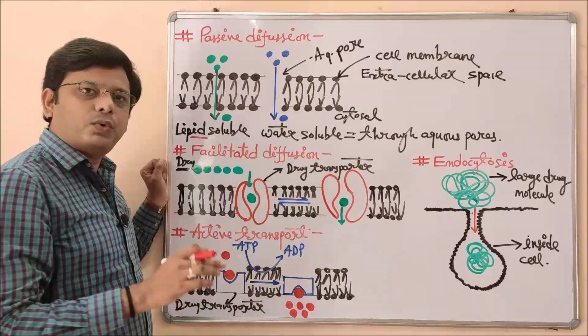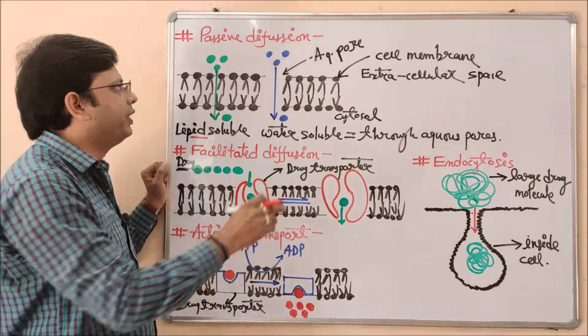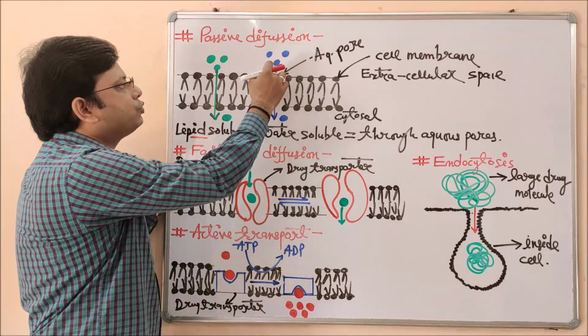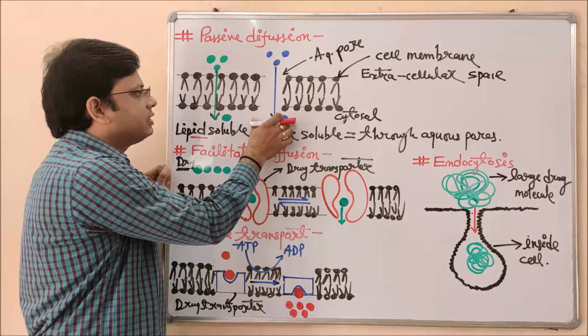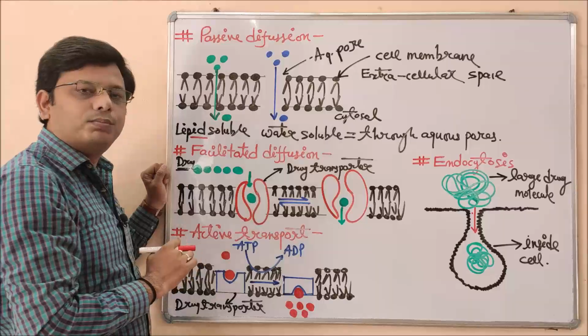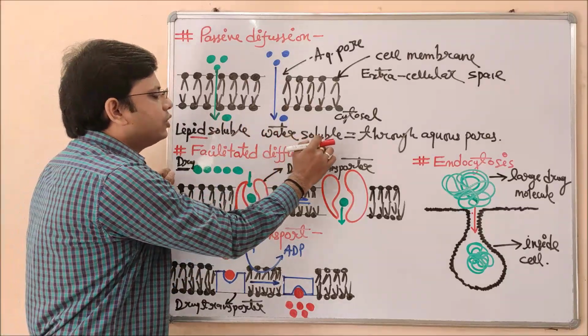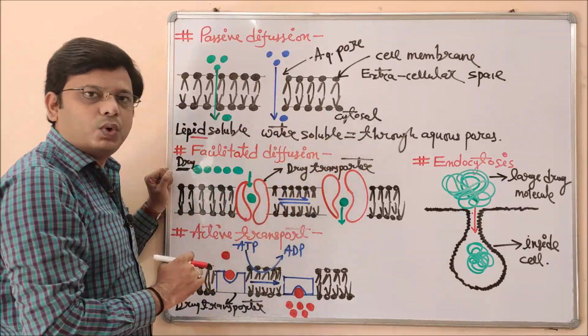Without the help of aqueous pores, they are not able to move across the cell membrane. So this is the water soluble drug. These water soluble drugs cross the cell membrane through the aqueous pore, and after some time they are inside the cytosol of the cell. That is called water soluble drug, which can move through aqueous pores only.